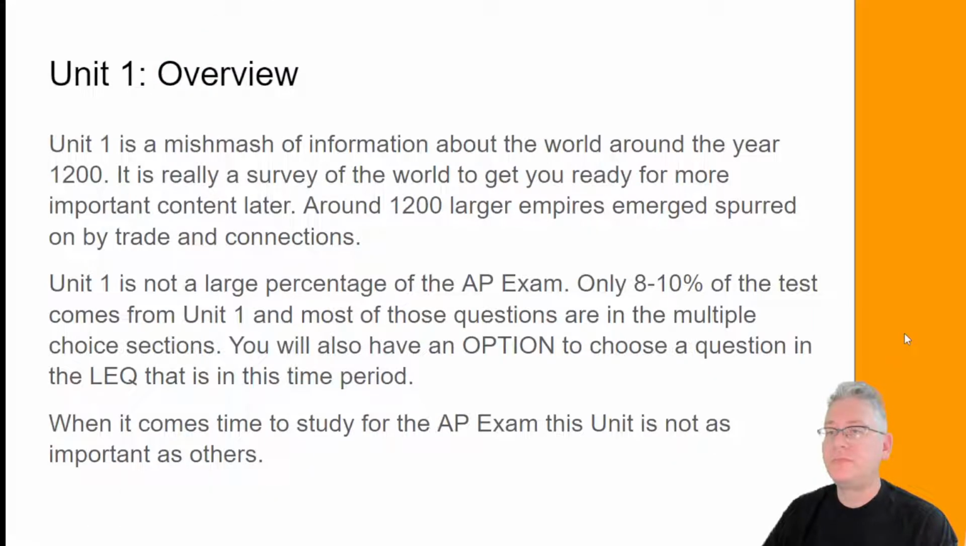All right, so as we mentioned before, Unit 1 is really just this weird mishmash of information about the world around 1200. It's really a survey of the world to get you ready for more important content later. Around 1200, larger empires emerged that were spurred by trade and connections. In Europe, for example, we have a bit of a collapse. The same thing also happens in the Gupta Empire in India, as well as various Chinese empires. And so around 1200, these empires are going to knit themselves back together again. Things like the Holy Roman Empire or Song China.